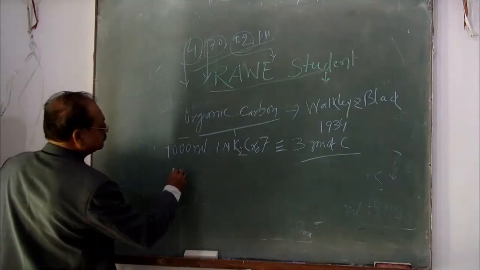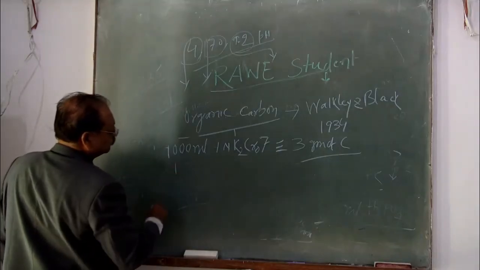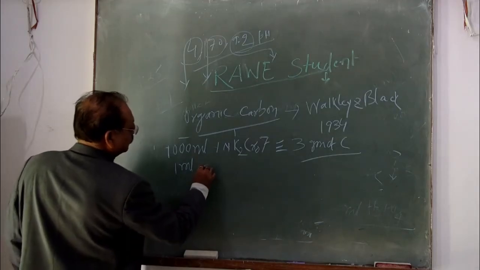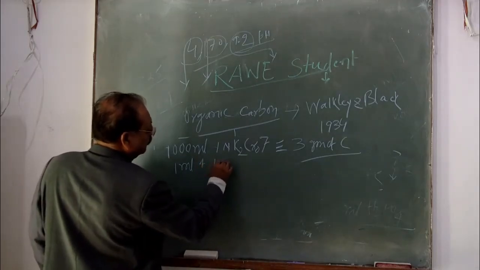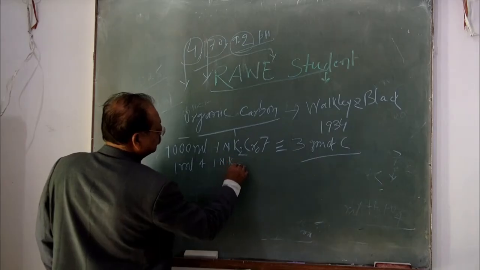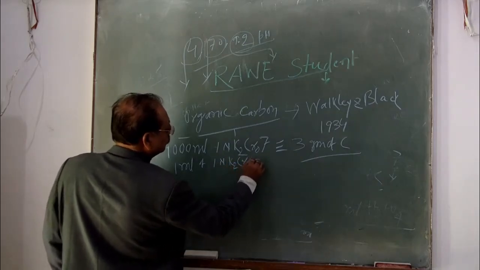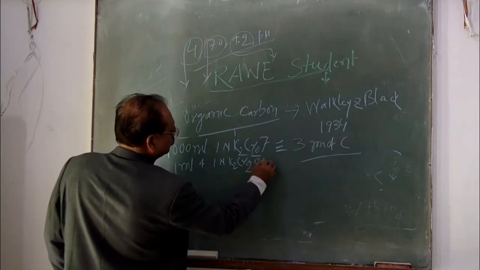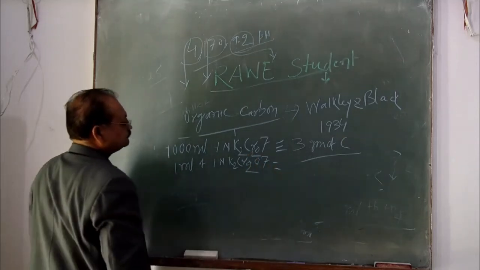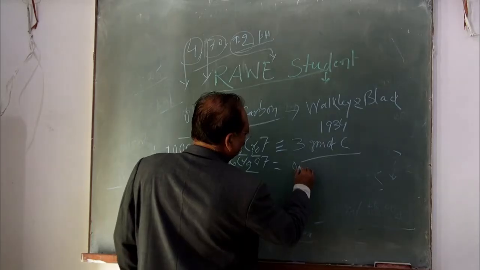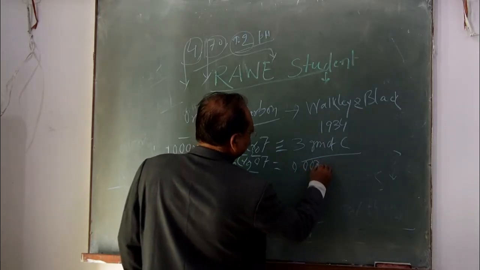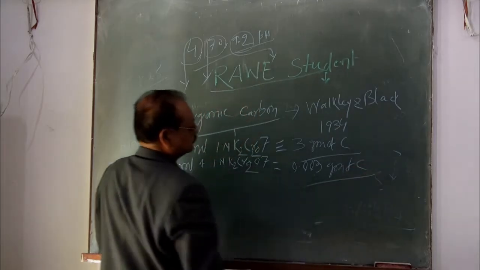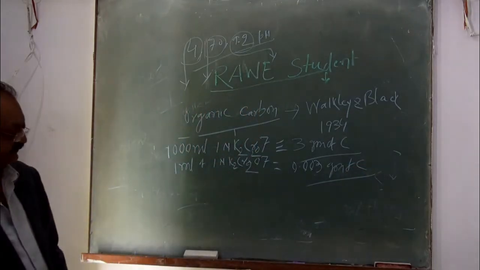Now 1 ml of 1 normal K2Cr2O7 is equivalent to 0.003 gram of carbon. Okay.